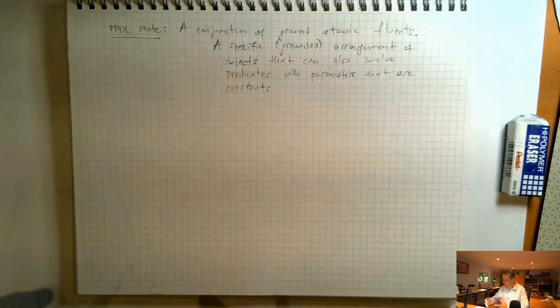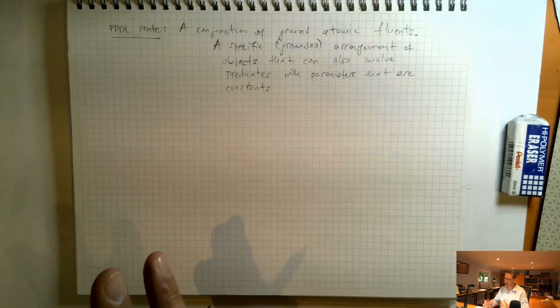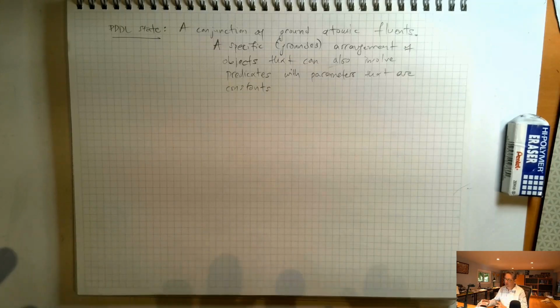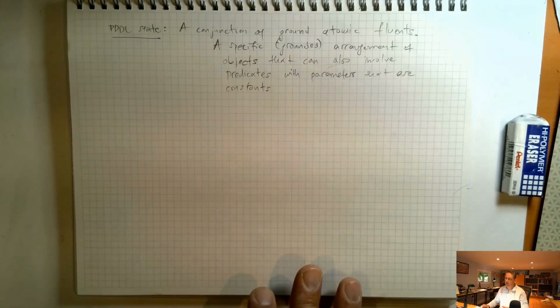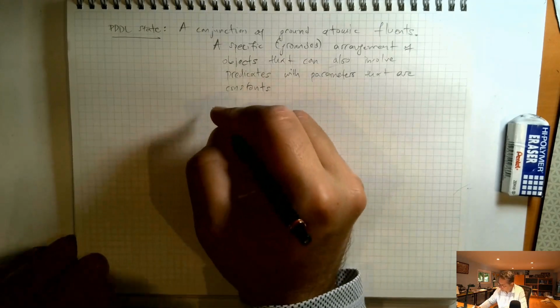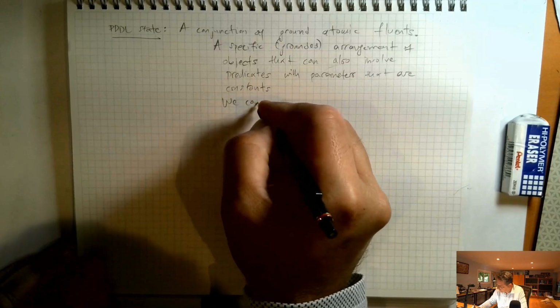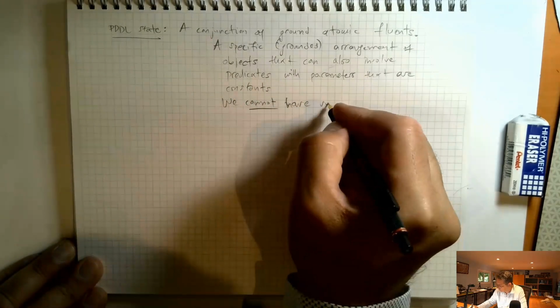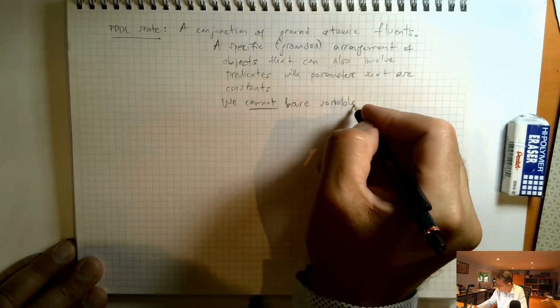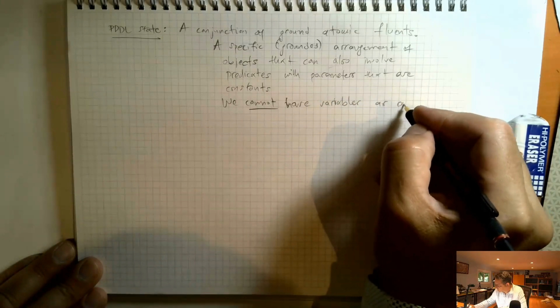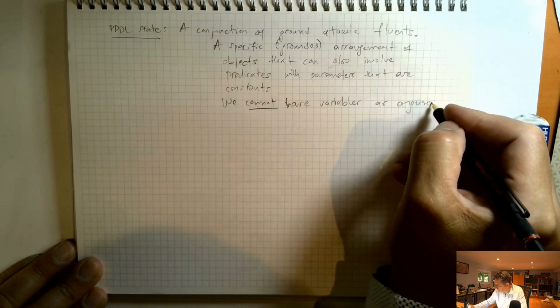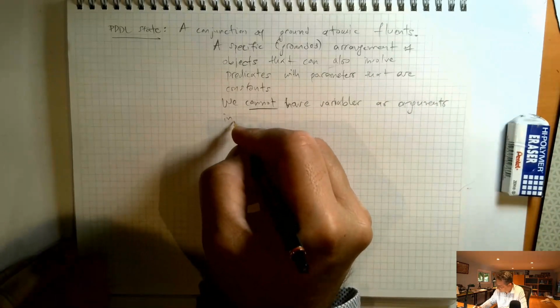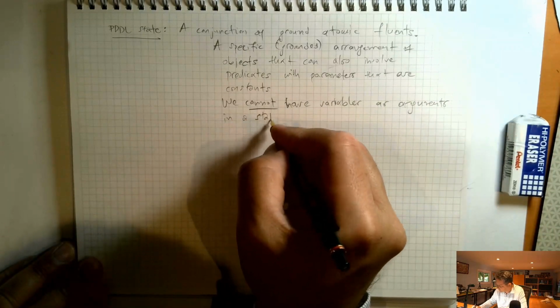So definitely states can change, but as in a specific instance in time, we have a specific arrangement of blocks, let's say on the table, okay? And we cannot have variables as arguments in a state specification.